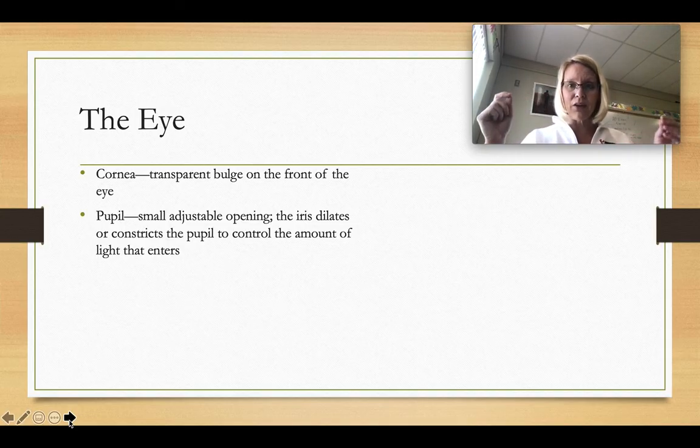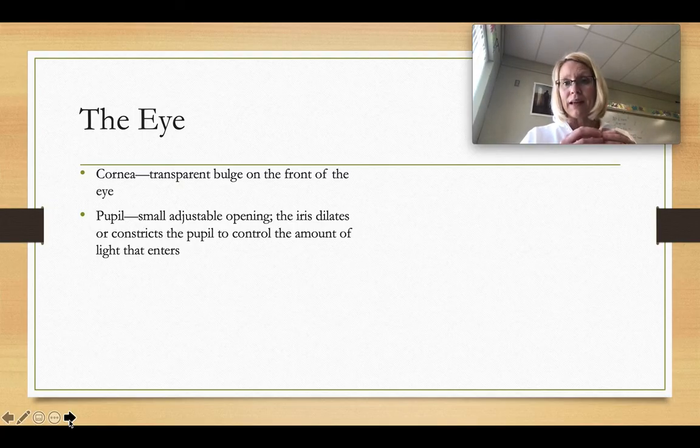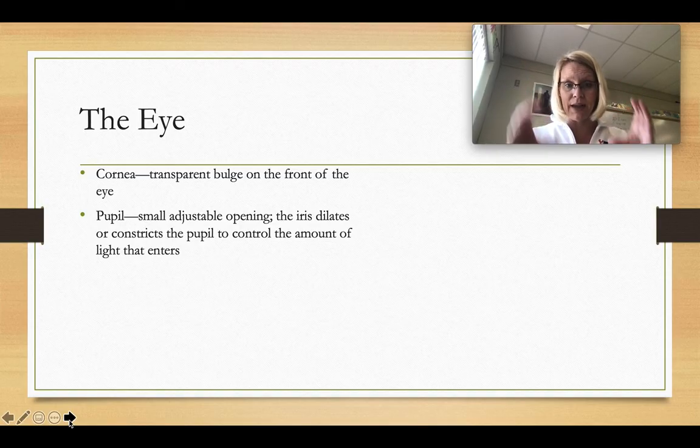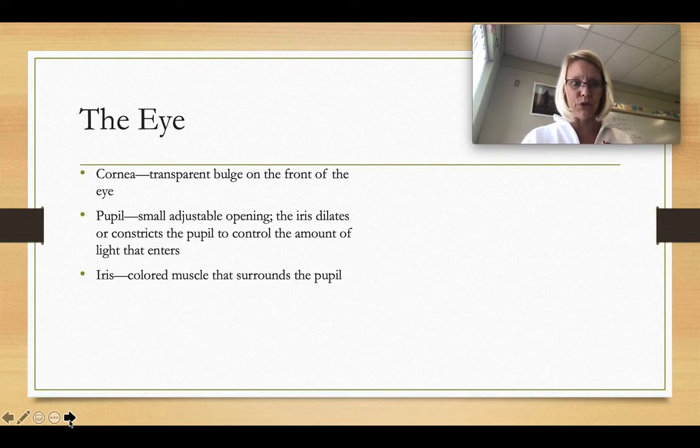And so it's the iris that actually opens or closes it, constricts it, to allow the amount of light to enter. If you've ever been to the eye doctor and have your pupils dilated, you understand they're really trying to get a good look at your whole eyeball, if you will. The iris is that colored part of the eye. Think of an iris as like a colorful flower, and that's the colored muscle that surrounds the pupil, that dilates and constricts the pupil.